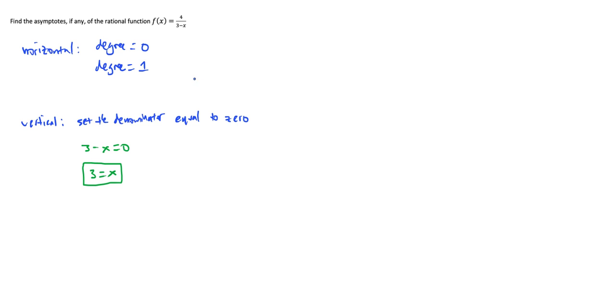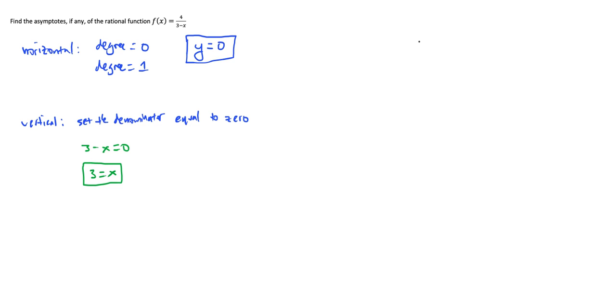So in this case, we want to compare them. Since the degree of the denominator is greater, that means the horizontal asymptote occurs at the line y equals 0. Remember, for horizontal asymptotes, you have to compare the degrees of the numerator and denominator. Because the degree of the denominator is greater, the horizontal asymptote will always be y equals 0. So in this case, your horizontal asymptote is y equals 0, and your vertical asymptote is x equals 3.